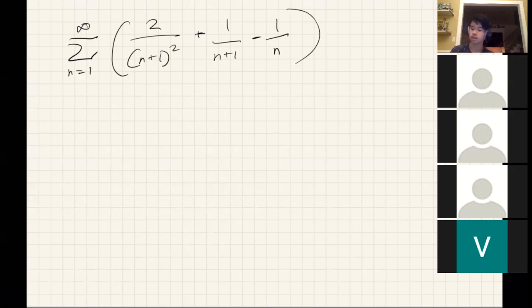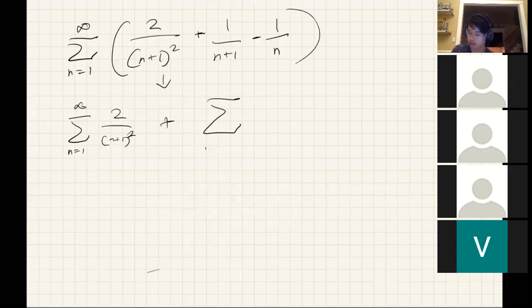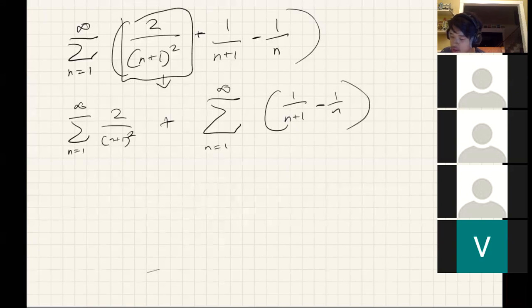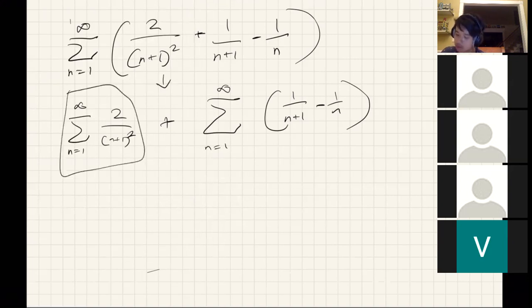So now this becomes something like this: the sum of 2 over n plus 1 squared, plus this other sum. So basically we've split our very large summand with three components into two sums. The first sum we still know how to deal with.